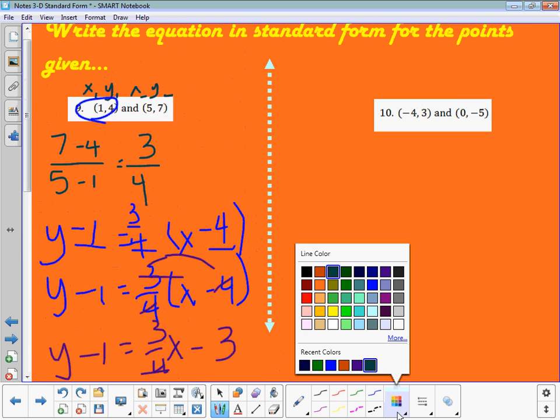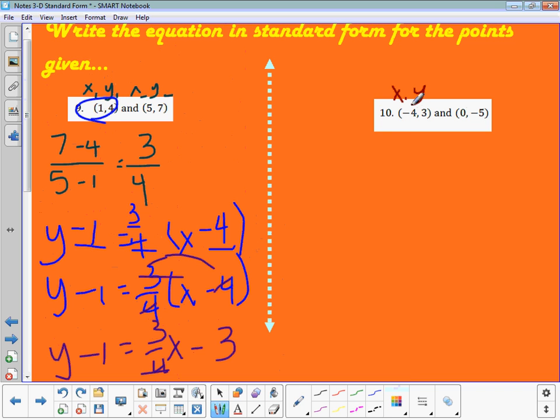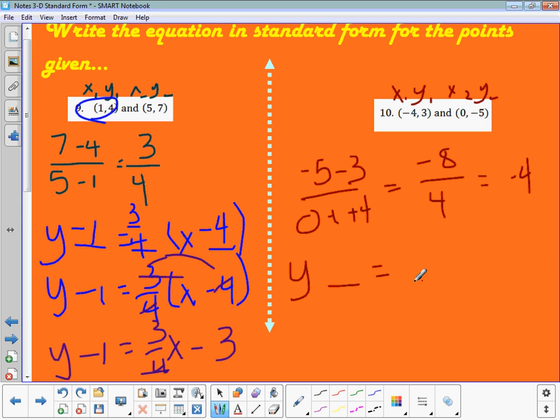Let's do that again with number 10. So for number 10, we're going to calculate out the slope, x1, y1, x2, y2. So we have negative 5 minus 3 over 0 minus a negative 4. Minus a negative is going to become plus a positive. So we get negative 8 divided by 4, and that's going to give us a negative 4. Okay, so that's for our slope. Now we're going to go ahead and put that into point-slope form.